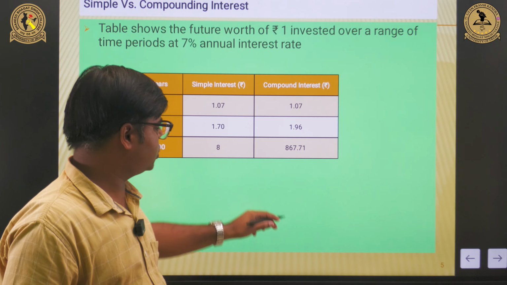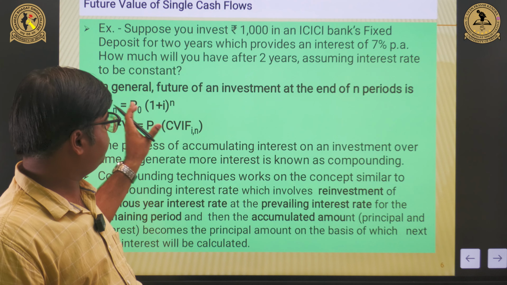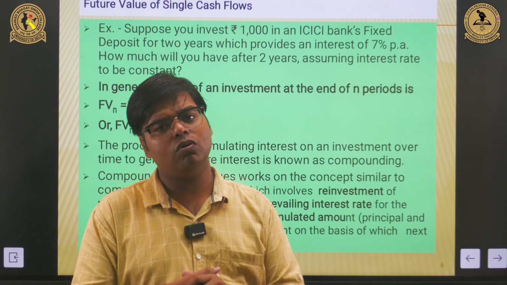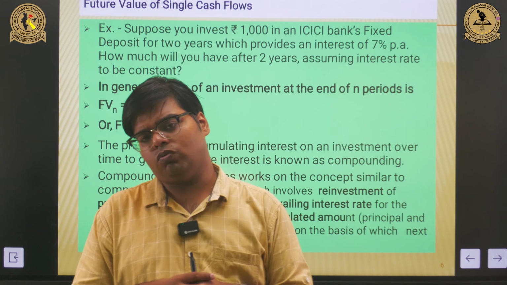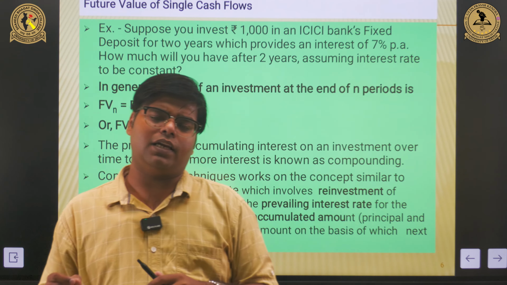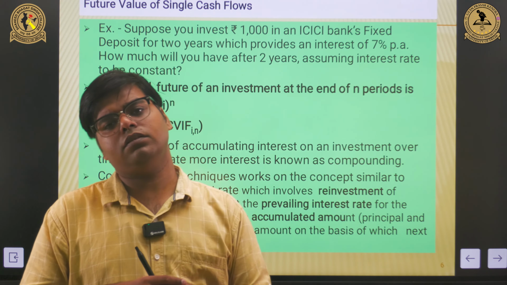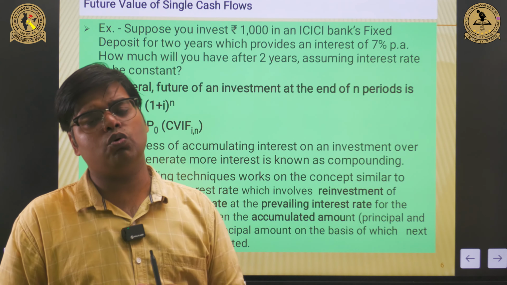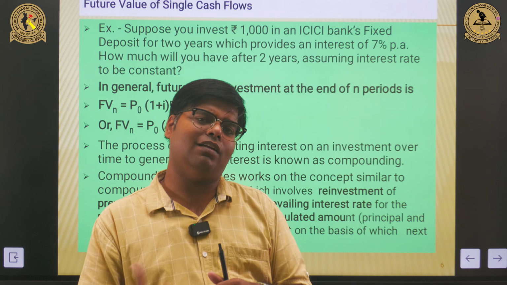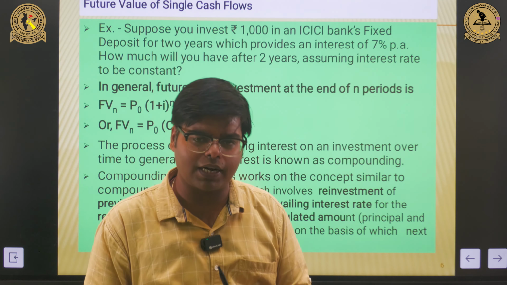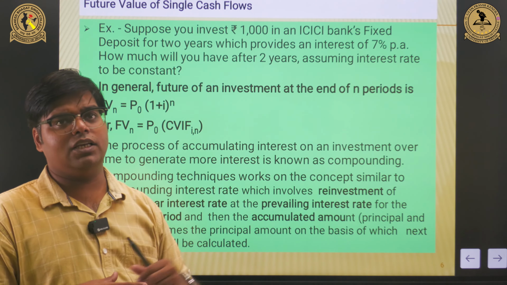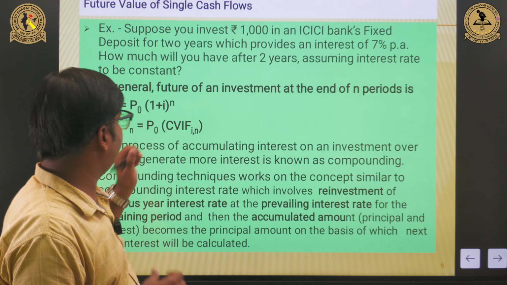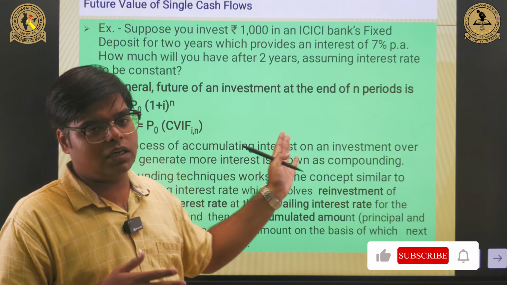Let's move our discussion on the concept of future value of single cash flow and the series of cash flow. So if a person is making a one-time investment and he is interested to know the future value of that investment after a specific time period, then it's a case of future value of single cash flow. Let us again take a small illustration.